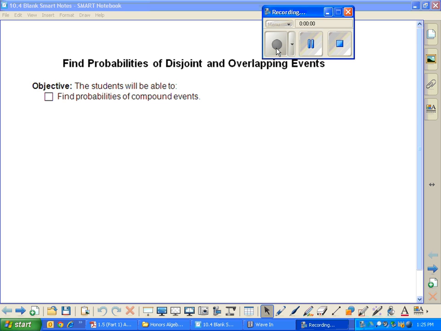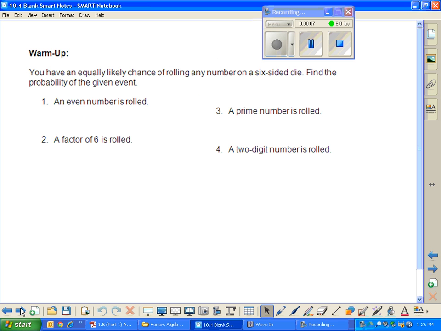The goal is to find the probability of compound events. In order to do that, we first have to recall old information. So if you could do this warm-up, get through those 4, they don't take too long. Then we have some new vocab to go over. So go ahead and take some time to do that.